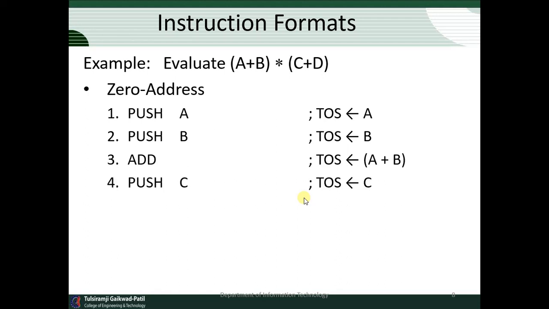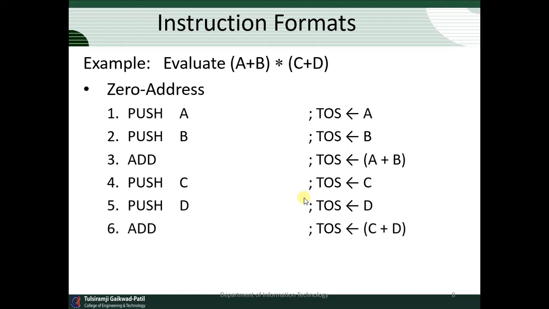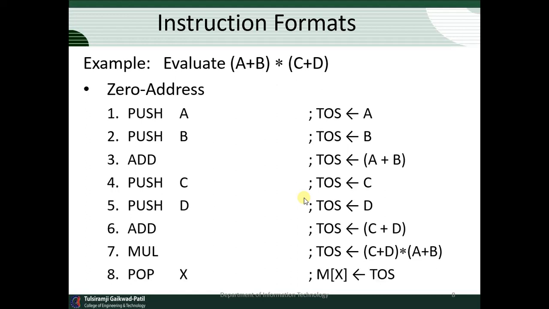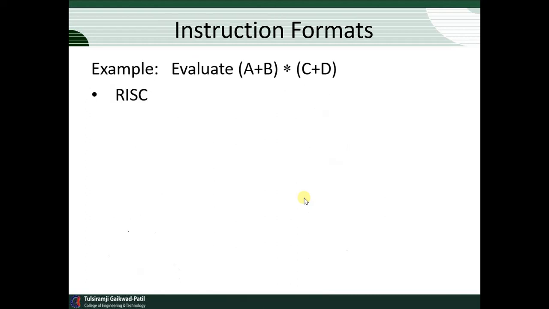Now again we push C, and again push D, and add the top of the stack, C plus D. After that we multiply C plus D into A plus B on the top of the stack, and it is stored in the X register. The top of the stack result, the TOS result we have, needs to be stored in the X register. That is called the instruction format.